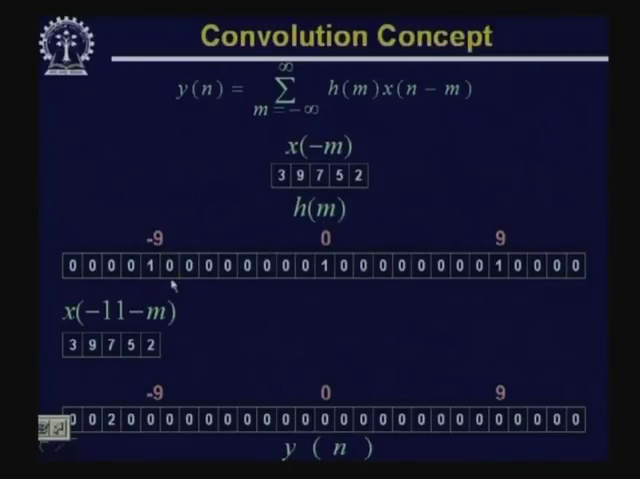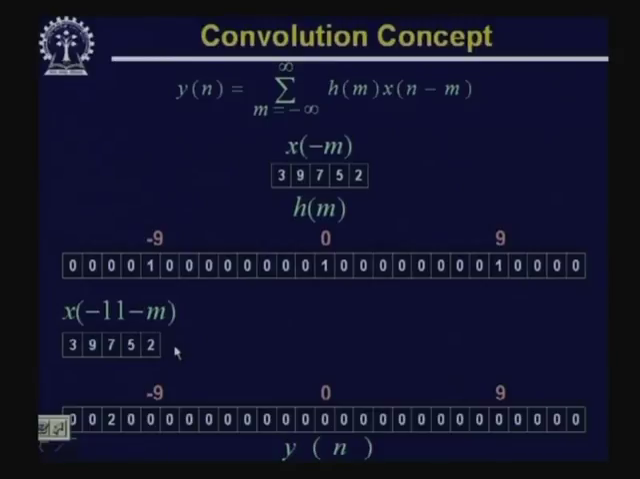So, if I want to take the value of y[minus 11], what I have to do is give a translation of minus 11 to this particular signal x[minus m]. So, it comes here, then I have to take the summation of this product from m equal to minus infinity to infinity. Here, I do point by point multiplication of these signals. So, 0 multiplied with 3 plus 0 multiplied with 9 plus 0 multiplied with 7 plus 0 multiplied with 5 plus 1 multiplied with 2. So, the value that I get is 2, and this 2 comes at this location y[minus 11].